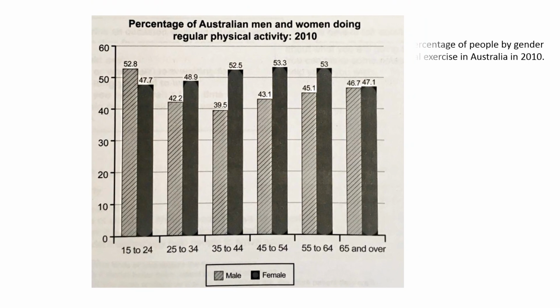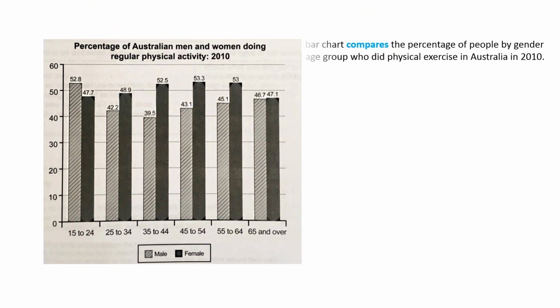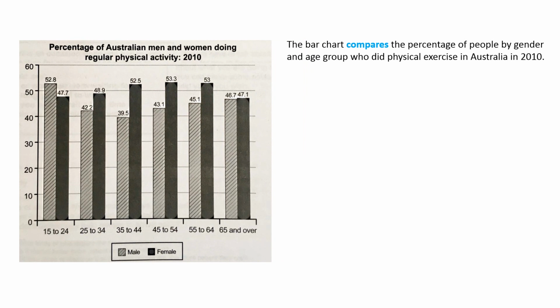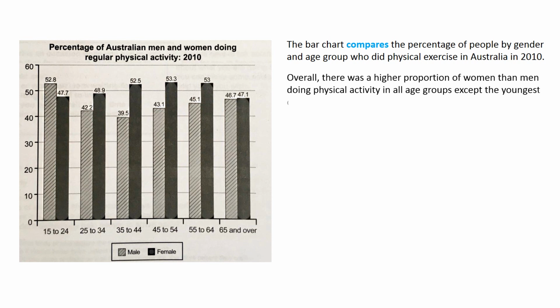There is more than one way to find the similarities and contrasts. But one general idea is enough for the overview. Overall, there was a higher proportion of women than men doing physical activity in all age groups, except the youngest one. Like many things here, there is not just one way to write an overview.